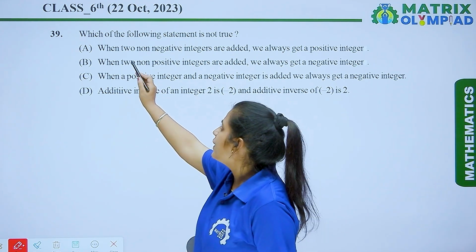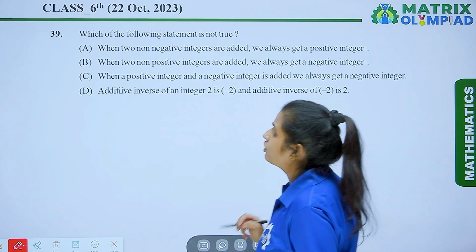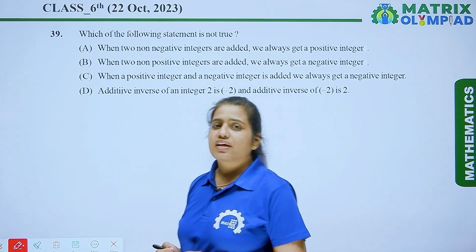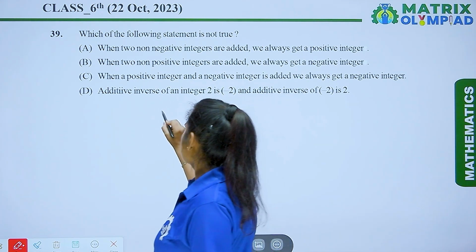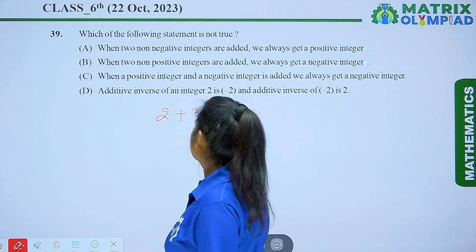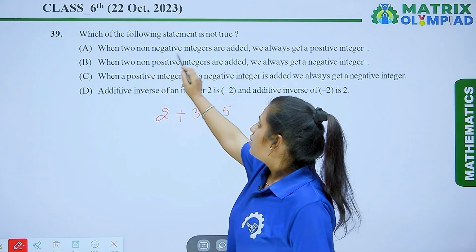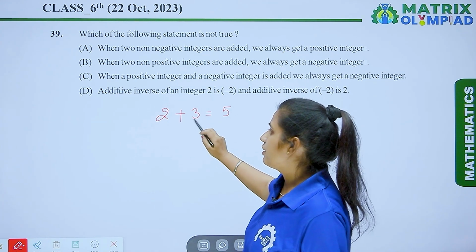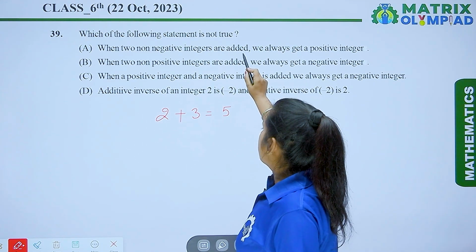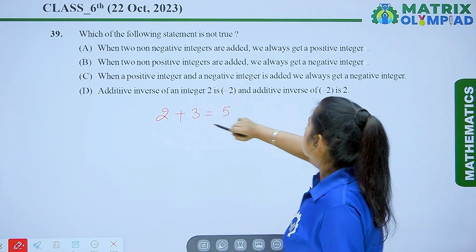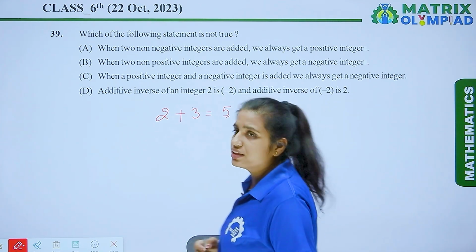Statement first is, when 2 non-negative integers are added, we always get a positive integer. So here, non-negative integer means both the integers are in the positive form. So let's take an example. 2 plus 3 is equal to 5. So here 2 and 3 are non-negative. It means they are positive integers. When we add both of them, we always get a positive integer. Yes, the answer is in the positive form.